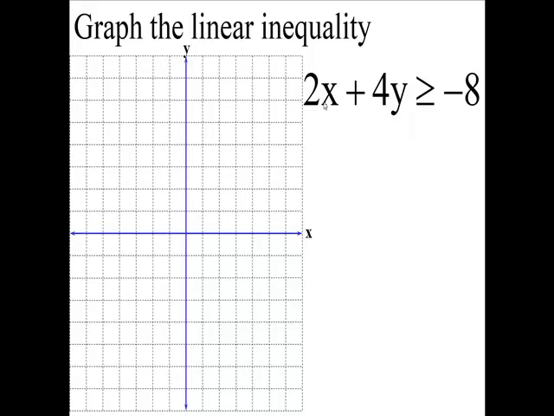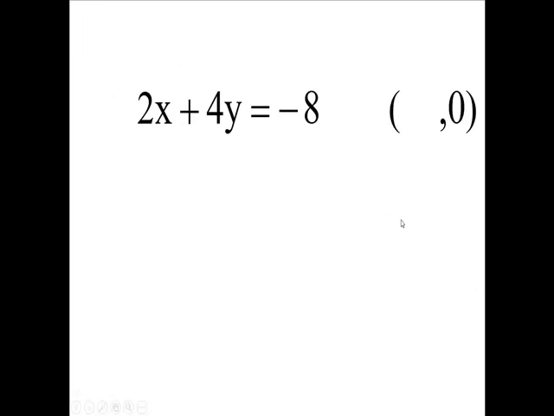Okay, graph 2x plus 4y is greater than or equal to -8. This is a linear inequality. So if we're going to graph this thing, let's find out what the intercepts are, all right? In other words, what is the value of x when y is 0?